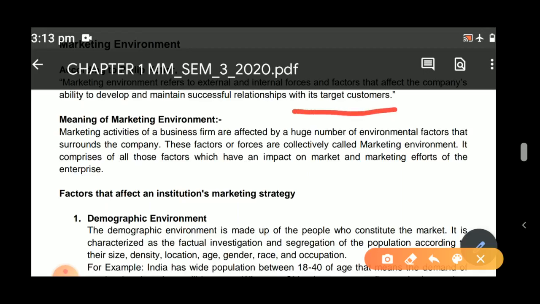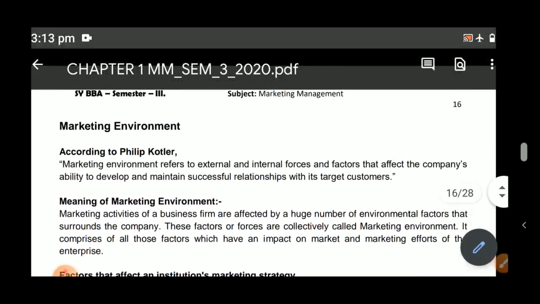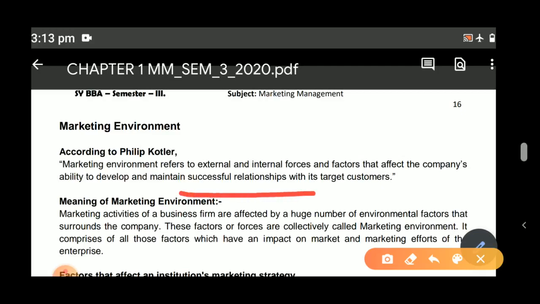So here again Philip Kotler is talking about the target consumers, that is what we understand from this. If a company is not able to maintain healthy relationships with the target consumers, then we are not able to do successful marketing. Hence, Philip Kotler has mentioned the successful relationship with the target consumers.